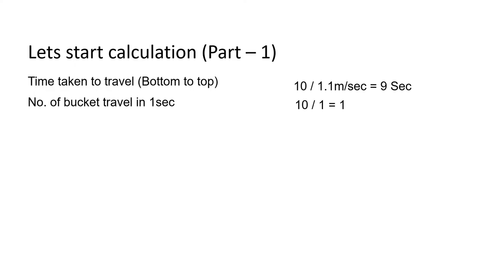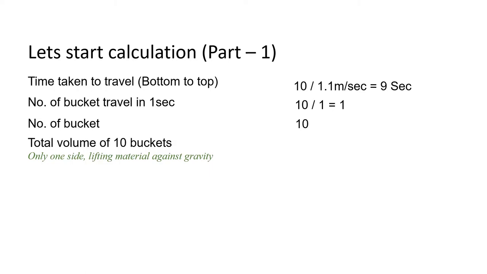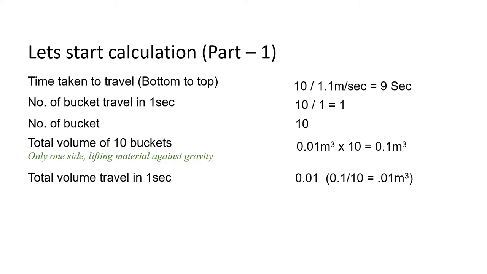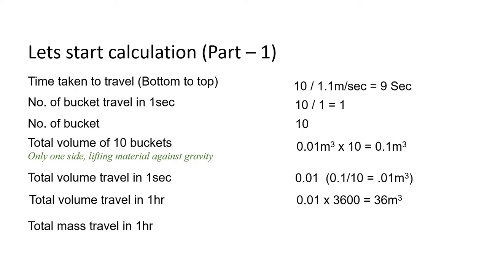In 1 second, one bucket in 1 second, and total number of buckets we have 10. Total volume in 10 buckets we have 0.01 meter cube into 10, we have 0.1 meter cube. Only one side we will. And the total volume traveling in 1 second, as you can see, is 0.01 meter cube, and the total volume travel in 1 hour is 36 meter cube. Total mass in 1 hour. Now you can multiply by the density, and you can see is 32.4 tons per hour.